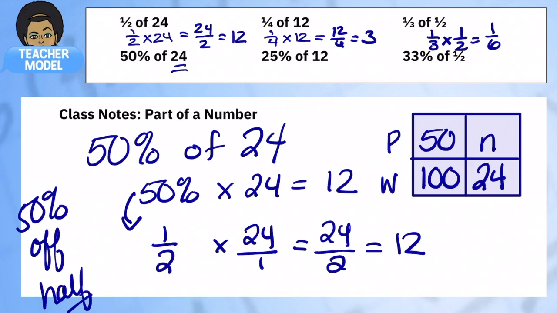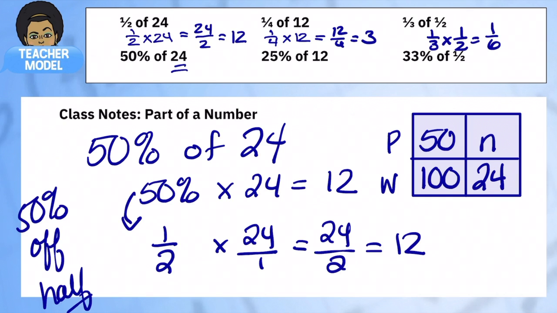Now, you have lots of different tools, and we have lots of different strategies. So if you find that there is a percent that you can simplify, like this one, if we had simplified it to 1/2, it would probably be more friendly to work with than 50 over 100. So that's what we're going to do.